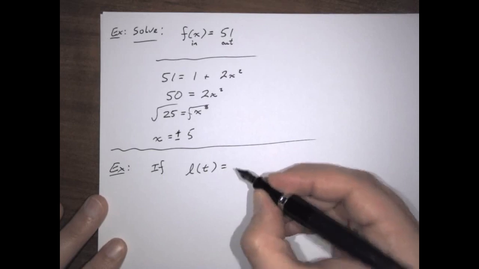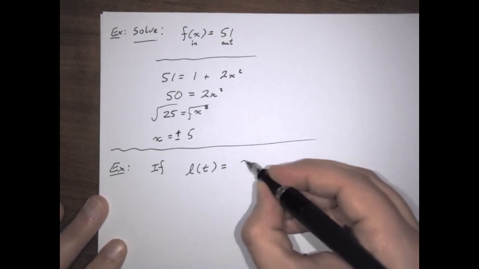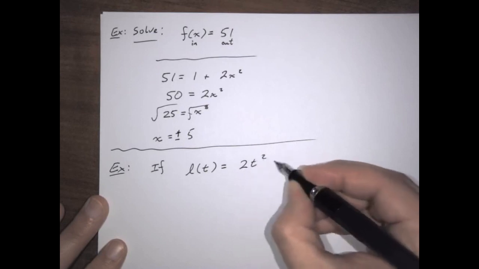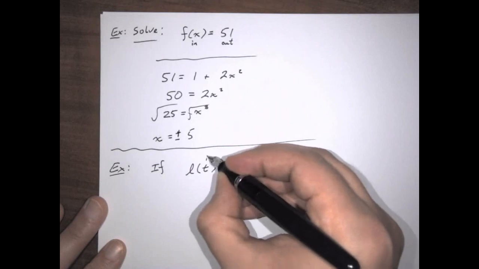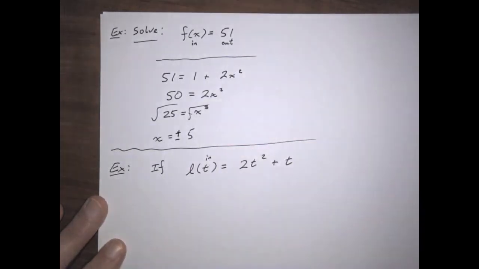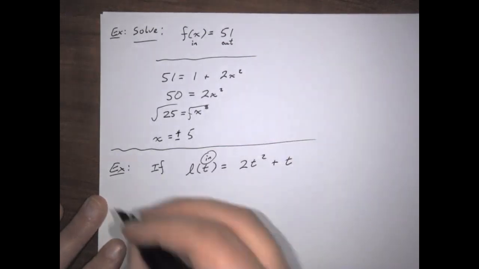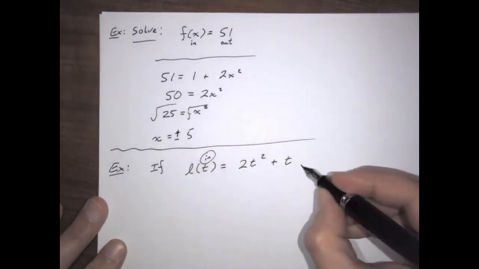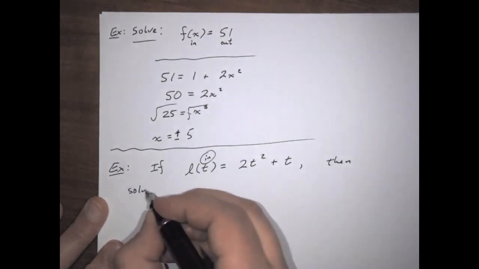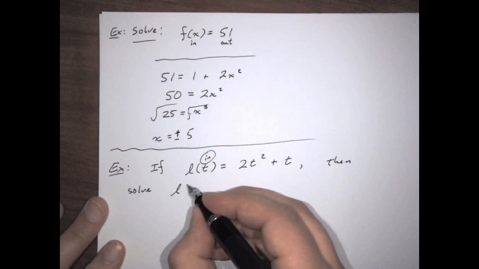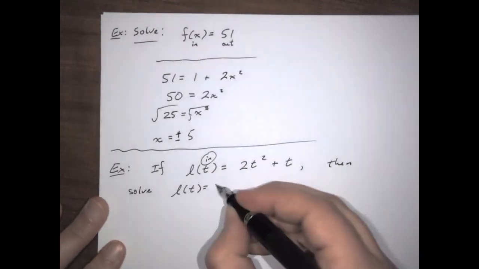But here we're going to have another function. We're going to call it L of t, and it's going to equal 2t squared plus t. So t is the input here, and then the output is going to be the result of this. Then, if that's our function, then solve L of t equals 1.